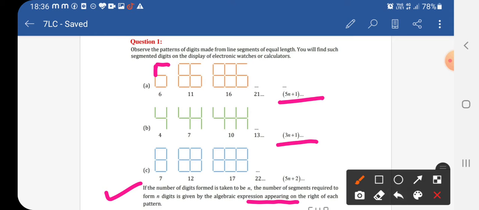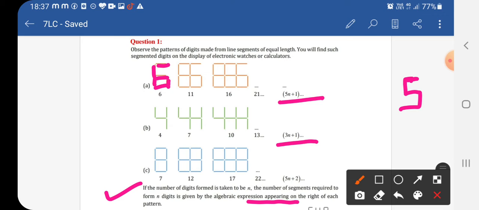Now come to the point. If you make one 6, this 6 is already made here. Now how many more segments are required? You can count here: 1, 2, 3, 4, 5. To make each new 6 we require 5 new segments.